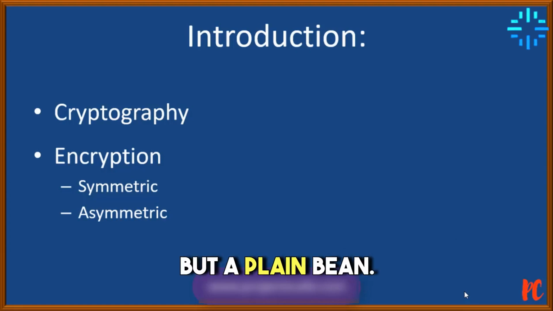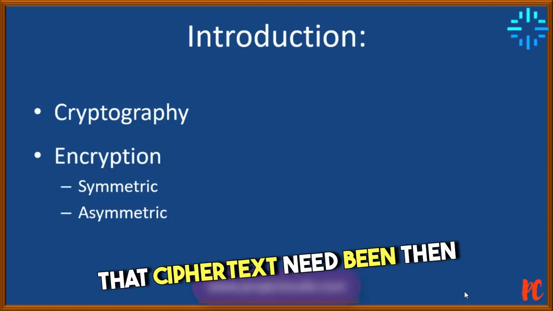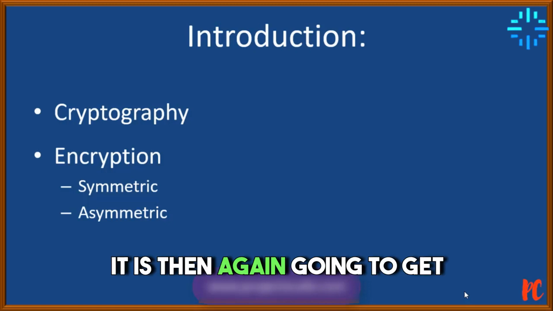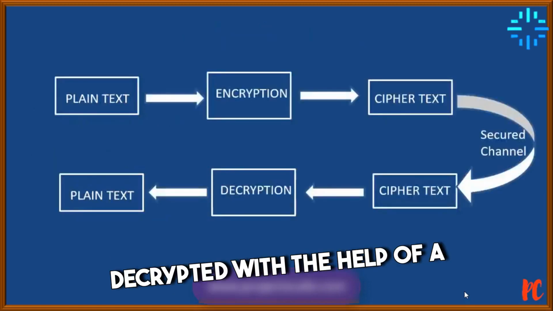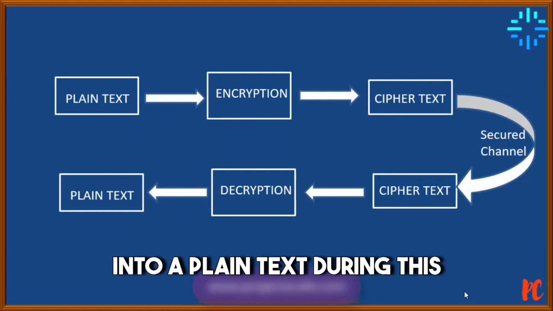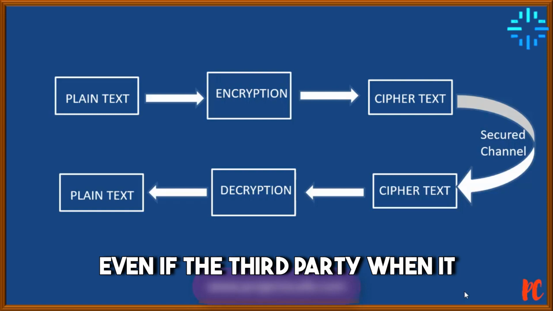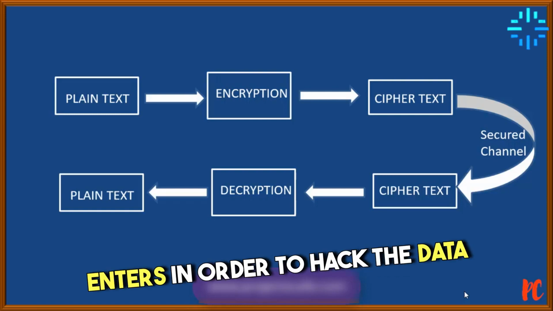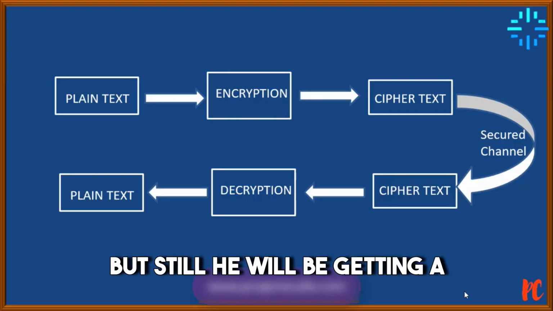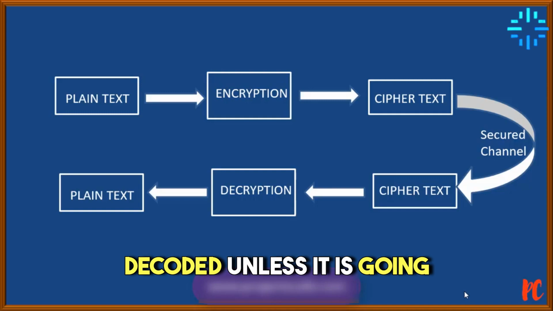converted to cipher text with the process of encryption. That cipher text is then transmitted over a secured channel, it could be anything. It is then again decrypted with the help of a decryption process where the cipher text is converted back into plain text. During this process in the secure channel, even if a third party enters in order to hack the data or get unauthorized information, he will still only get a cipher text which cannot be decoded unless it is decrypted.